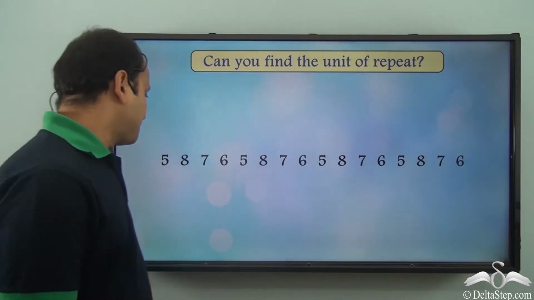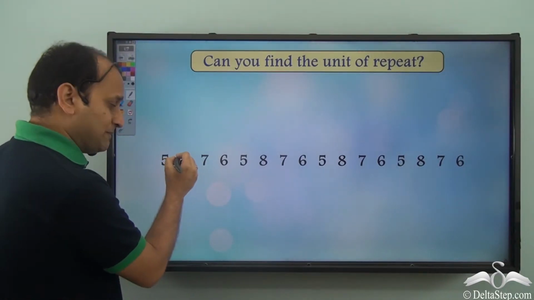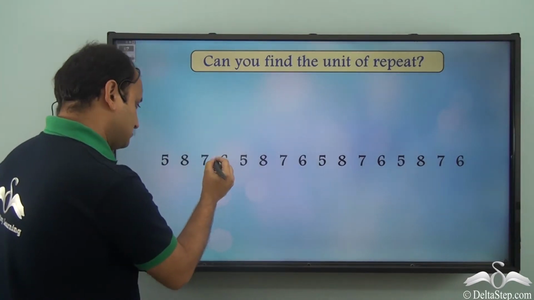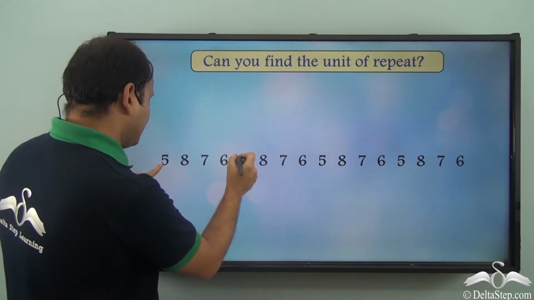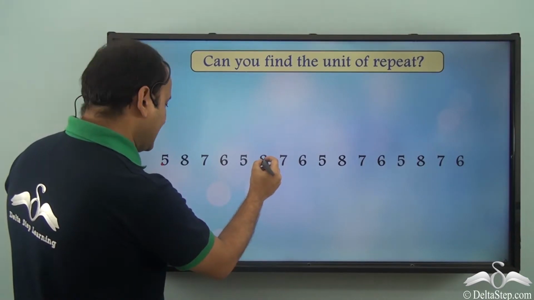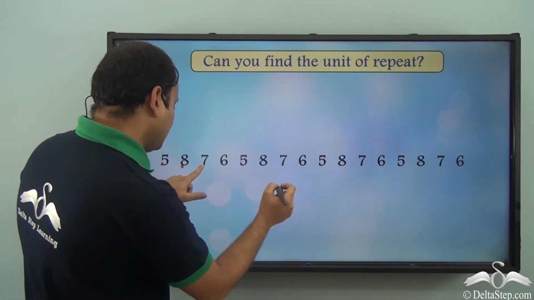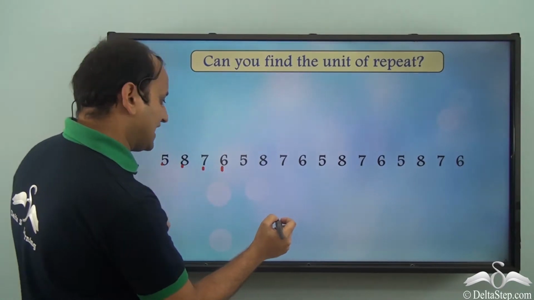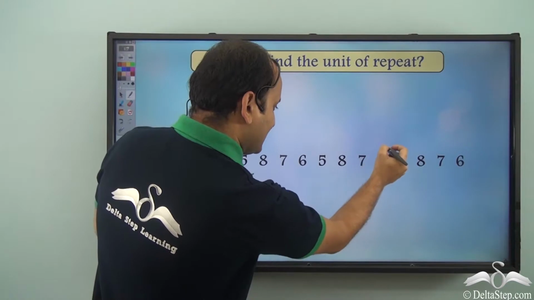Well, let's see. So I have 5, then 8, no repeat till now. 7, I don't see a repeat till now. 6, no repeat till now. Then I have a 5, so I had this 5 earlier. Now I have 8, I had this 8 earlier. Then I have 7, I had this 7 earlier. And then I have 6, so I had this 6. Now again I have 5, 8, 7, 6.